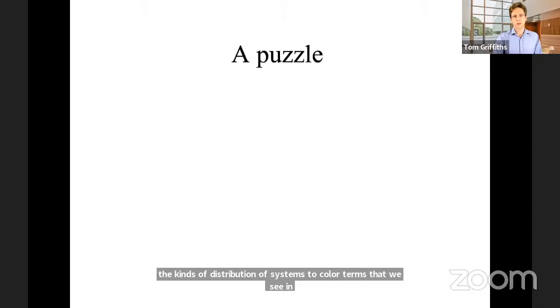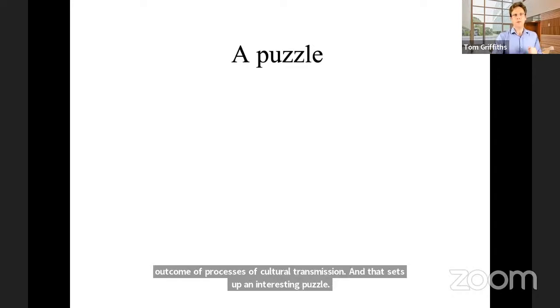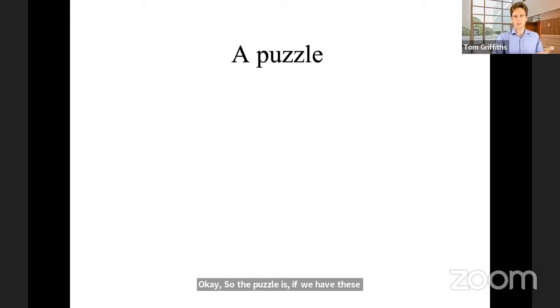So these results suggest that there's a meaningful influence of our inductive biases on the outcome of processes of cultural transmission. And that sets up an interesting puzzle. The puzzle is, if we have these strong inductive biases that we need because we get limited amounts of data, and those strong inductive biases potentially influence the outcome of cultural transmission, how can we use cultural transmission as part of an algorithm that allows us to accumulate knowledge across successive generations and overcome the limitations on the amount of data we can access and the amount of compute we can execute?